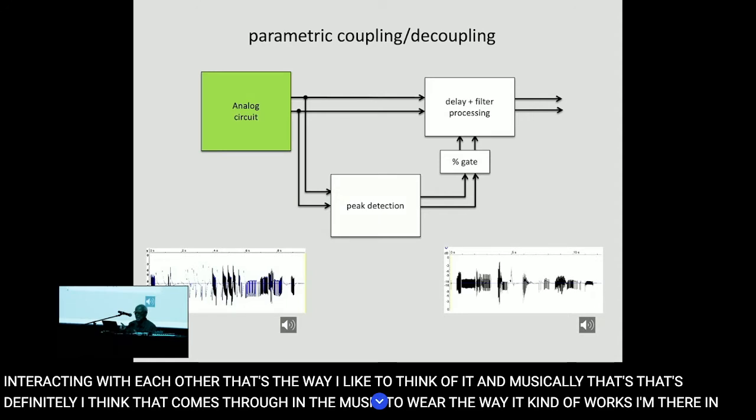And that's that the analog circuit is being processed, but the control of that process is largely due to when peaks are detected in the circuit sound. So another way to think of it is that the processing changes when a new peak is detected. And it's subtle, but I think you can hear that.